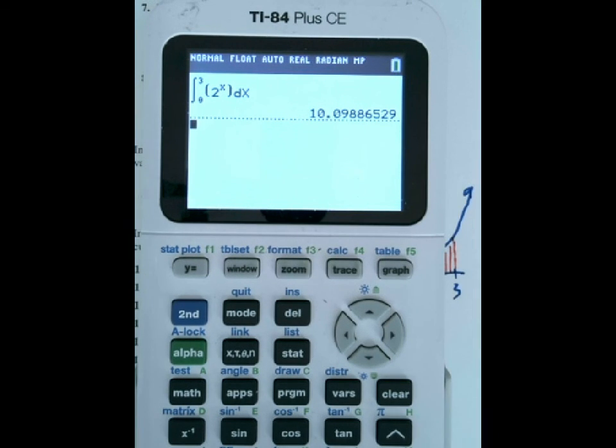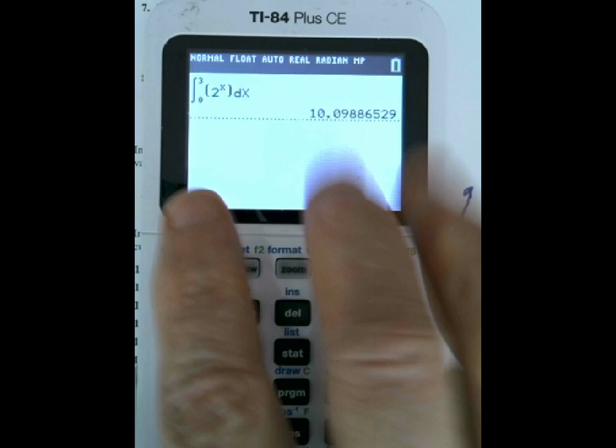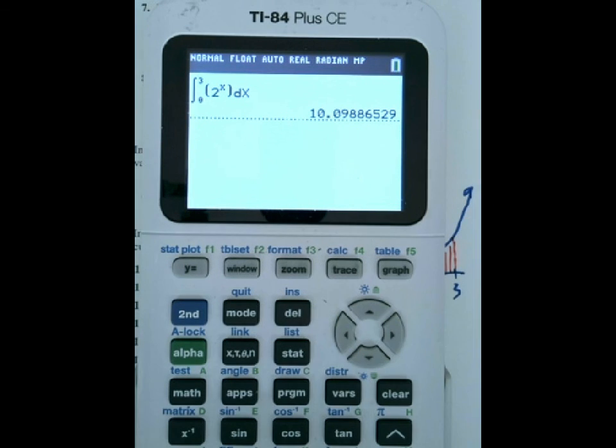Alrighty? And so on our homework, and you'll see this in our lesson videos coming up, when it says you need to calculate this exact integral, you're going to use the calculator procedure to do that. Alright? Very good. Okay, that's enough, I think, for this video. Stay tuned for the new thing for today.